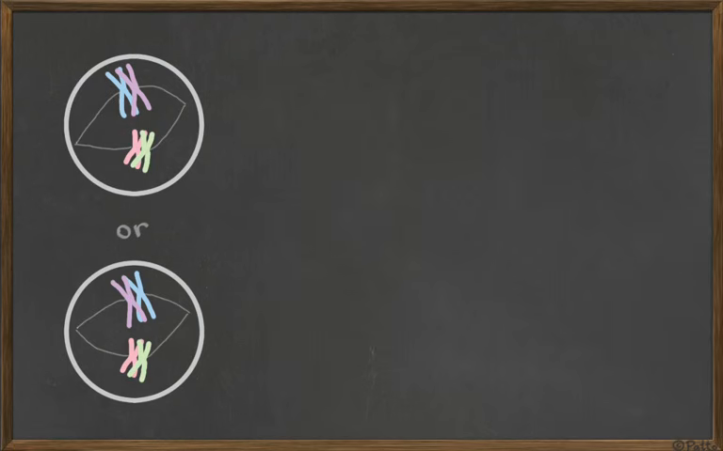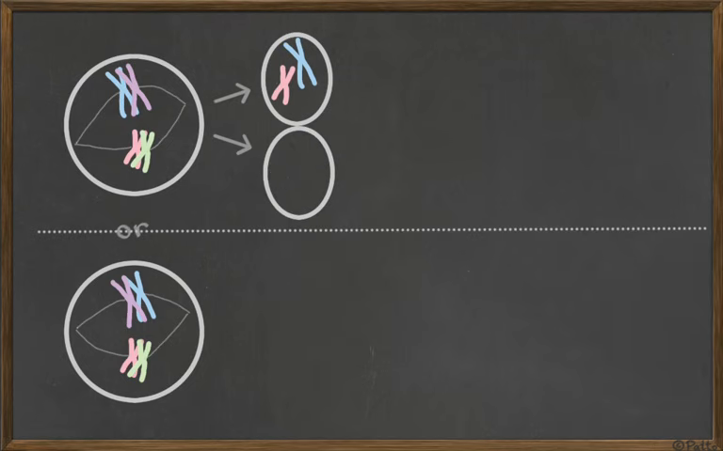The purple could have been on the left and the blue on the right, and the pink on the left and the green on the right. So they could have organized themselves in a slightly different way during metaphase 1. As a result of this, what will happen during meiosis 1 is that to separate the pairs, the blue and the pink went to the left, the purple and the green went to the right, so they ended up in different cells.